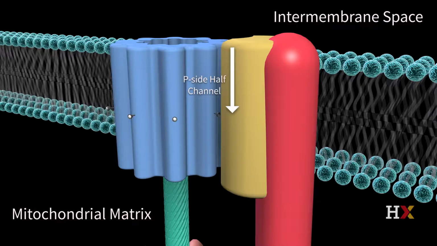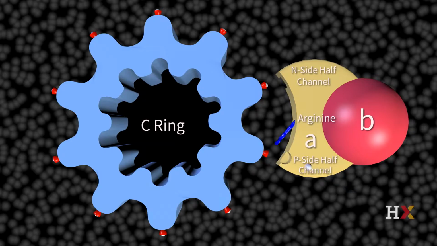The proton gradient drives the rotation of the C ring by protonating the negative aspartate. The relatively high concentration of protons in the intermembrane space facilitates the entry of a proton into the P-side half channel. Repelled by the proton, the arginine residue shifts toward the N-side half channel, allowing the negative aspartate residue in the P-side half channel to bind to the incoming proton.